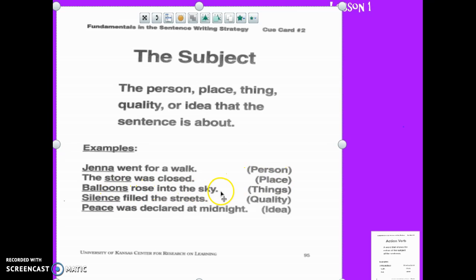Balloons rose into the sky. Balloons are things, another kind of subject or noun. Silence filled the streets. Silence is a quality. That's probably the hardest one to identify. Peace was declared at midnight, and that is an idea. Peace is a noun in that sentence.